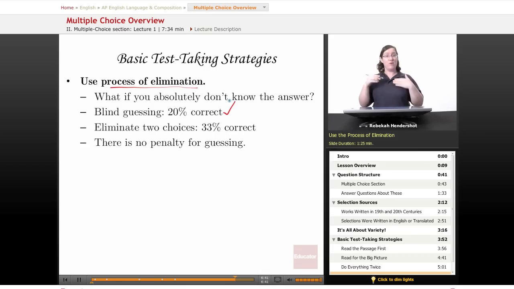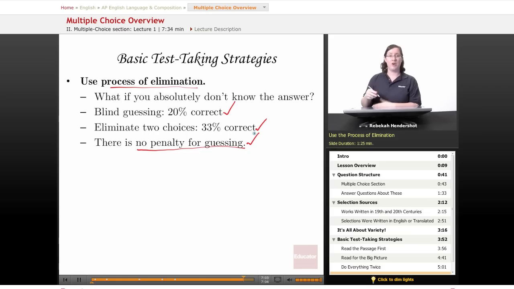But if you can eliminate at least 2 choices and go, well, that one's obviously wrong, and that one's obviously wrong, well, now you have a 33% chance of getting things correct. That's a pretty good size bump, and the more choices you eliminate, the better your odds of getting things right, even if you do have to guess. And if you do have to guess, do remember, don't freak out, there is no penalty for guessing.